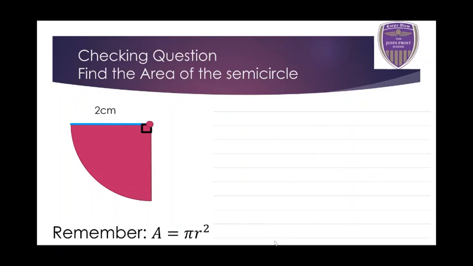So we're asked to find the area of this semicircle. Some of you may know this, but this little square in the corner of the semicircle is a symbol for a right angle. And if we have a semicircle with a right angle in the corner of it, that means we are looking at a quarter of a circle. So that's the only hint I'm going to give you: this shaded area is a quarter of a circle. So pause the video and have a go at answering this checking question. Best of luck.